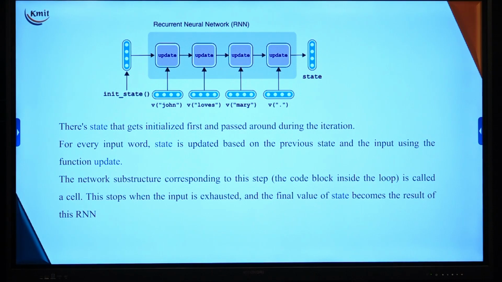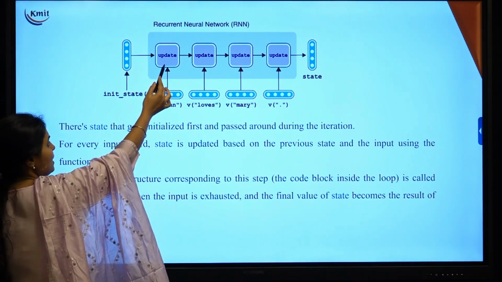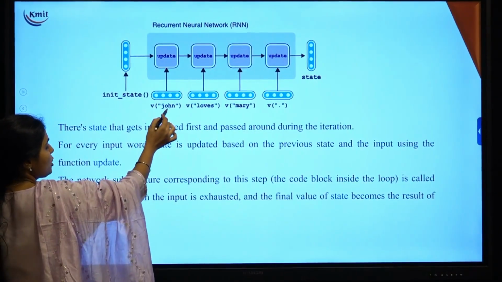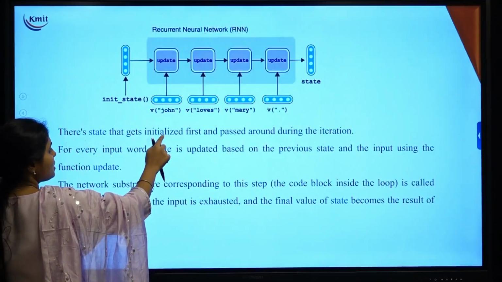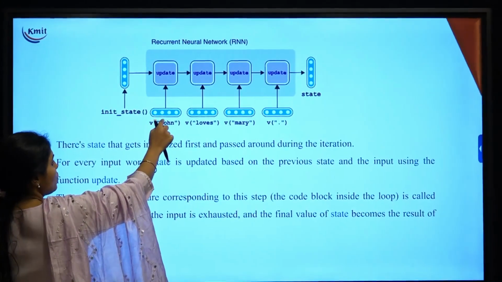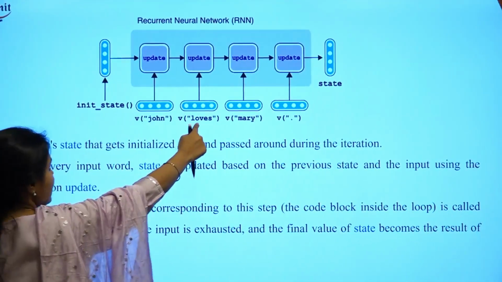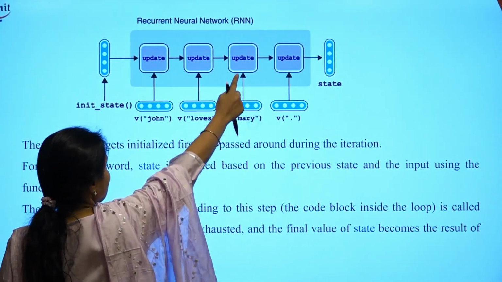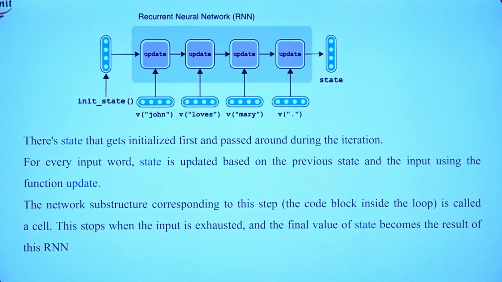As you can see here, I take an initial state, I take the first word. See this, V of John represents the word vector representation, the word embedding of that particular word, which is used to update the state. So first John will be read, next loves, which is updated with John, so I get John loves, and then Mary, John loves Mary, and then the dot, which would be the final state.